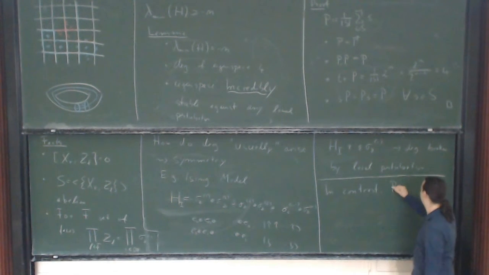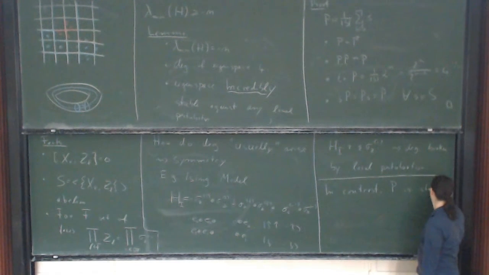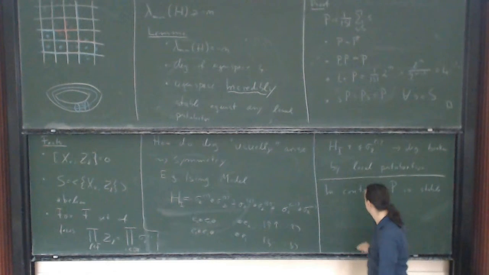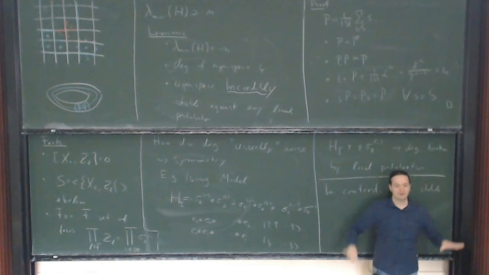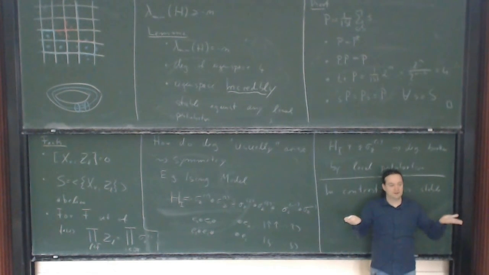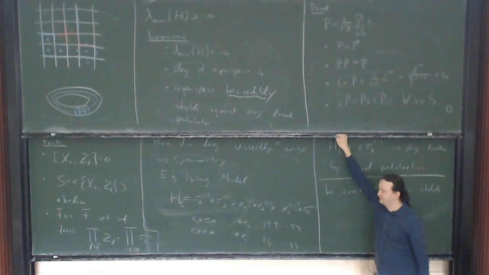Okay, so in contrast, the code is stable. And in order to show you how that works, let's look at an excitation. So we leave the ground state. Now let's look at the next highest eigenspace.